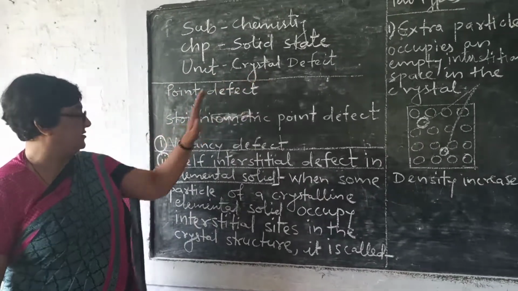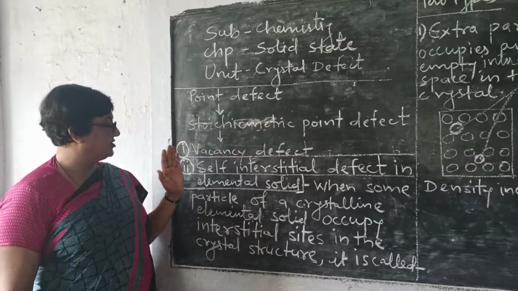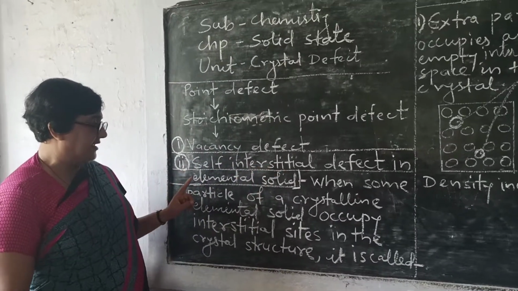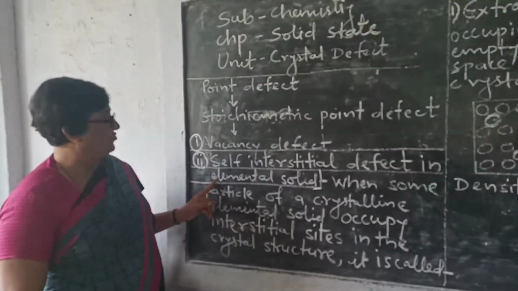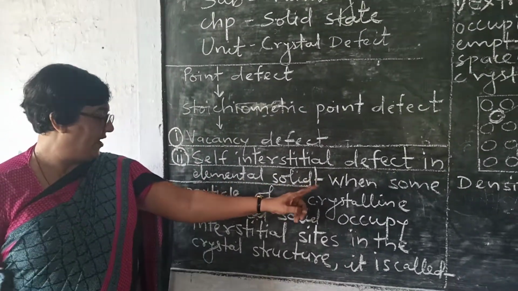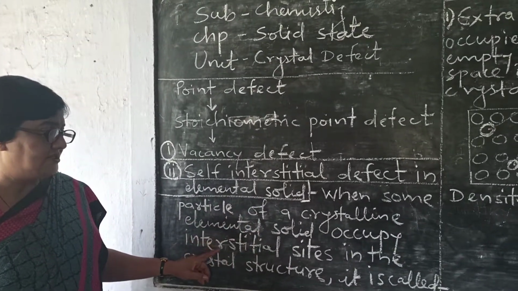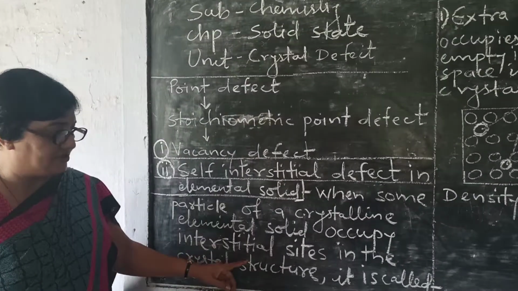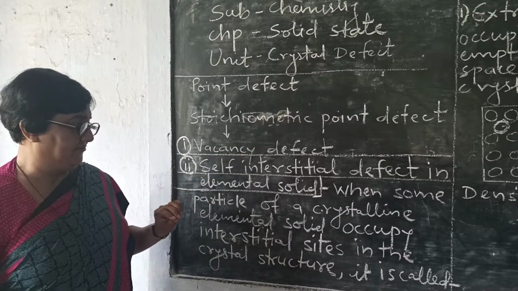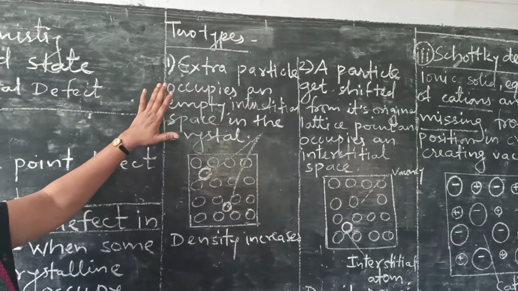About the crystal defect. In the last period, we learned vacancy defect. Now, the second one, self-interstitial defect in elemental solid, which is one of the stoichiometric point defects. What is the definition? When some particles of a crystalline elemental solid occupy interstitial sites in the crystal structure, it is called the self-interstitial defect. Here two types. With two examples we can explain.